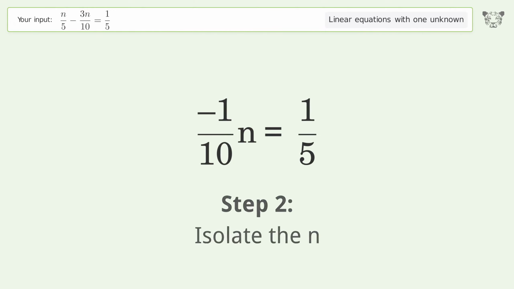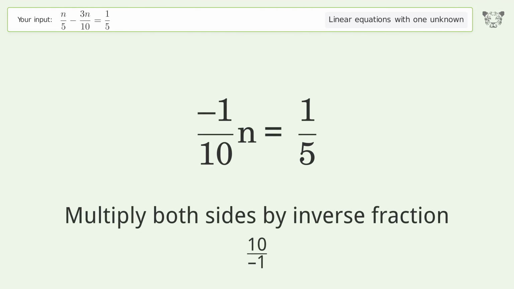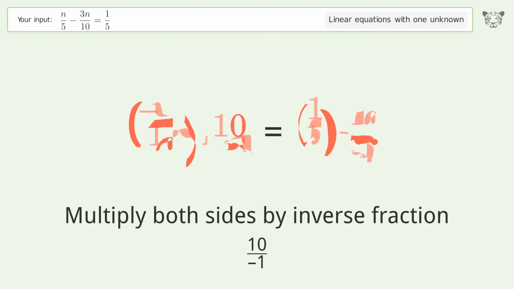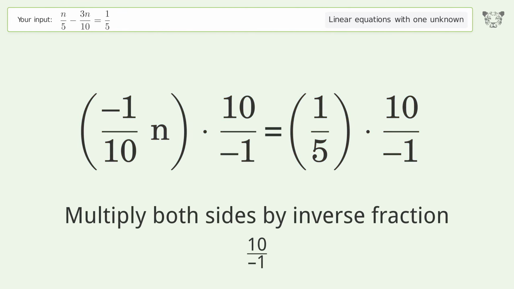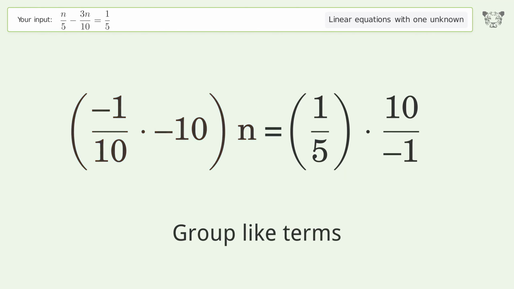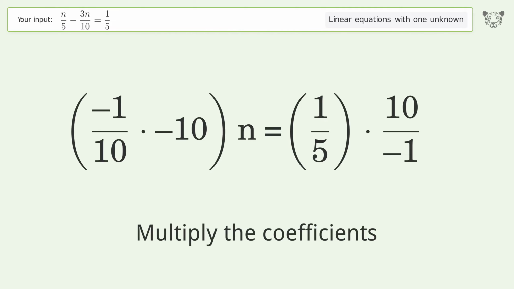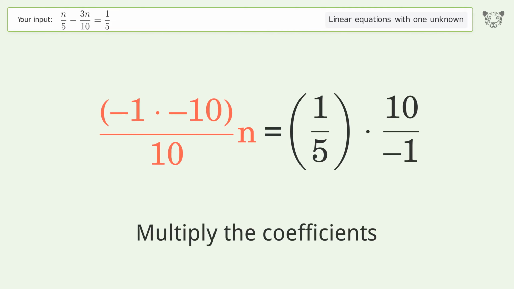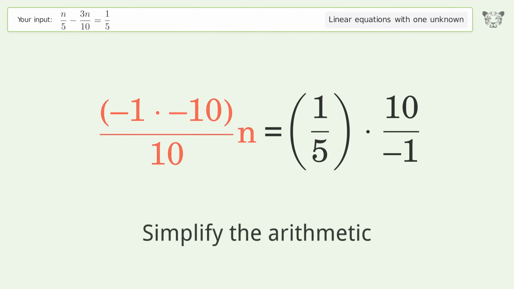Isolate the n. Multiply both sides by inverse fraction 10 over -1. Group like terms. Multiply the coefficients. Simplify the arithmetic.